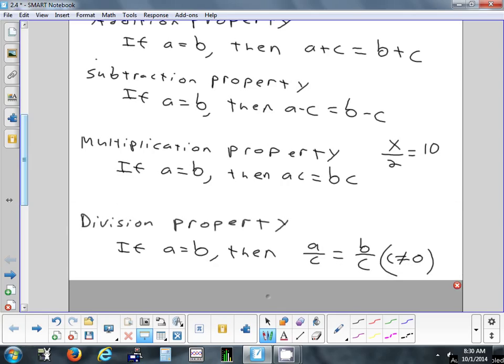Okay, and the last property is the division property of equality. Now, I said earlier, A, B, and C can be any number you want. In this one, it can't. C can't be 0. We're never allowed to divide by 0. So if A is equal to B, then you're allowed to divide both sides of that equation by the same number. It's called the division property of equality.